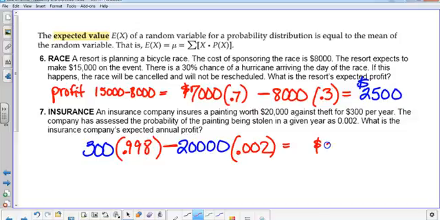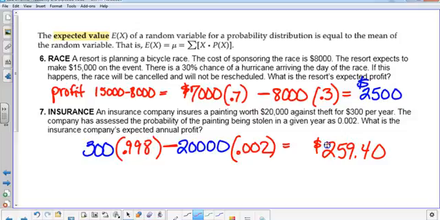What is it? Okay, this is how companies actually decide what they're going to charge somebody for that policy. What's the probability that we're going to have to pay on this, and so on.